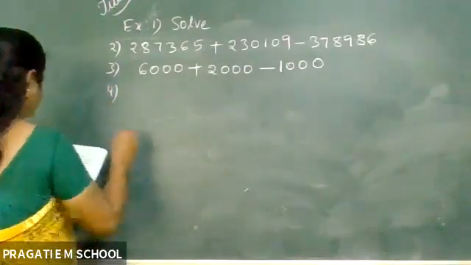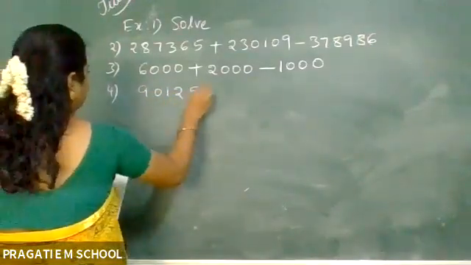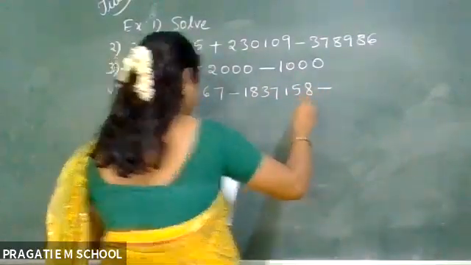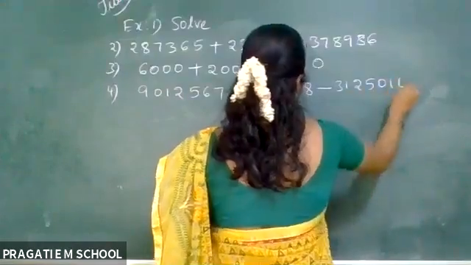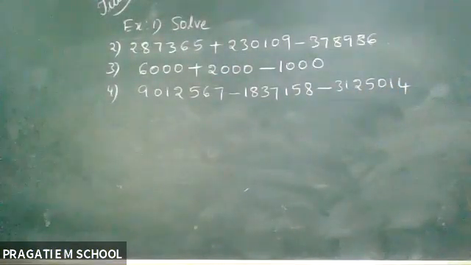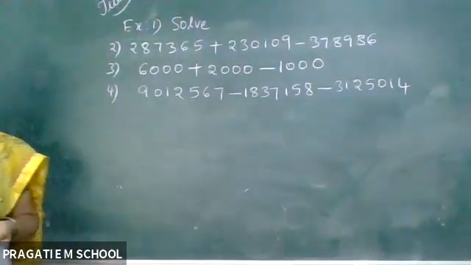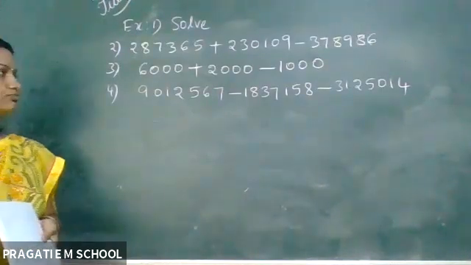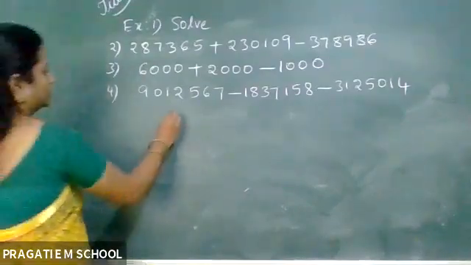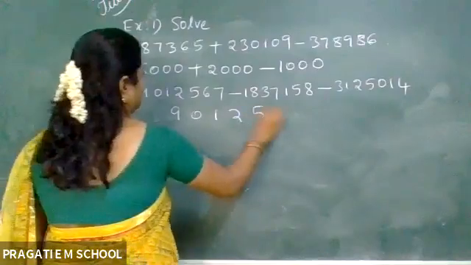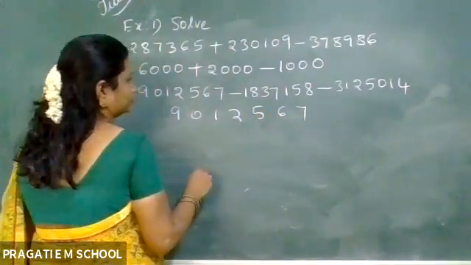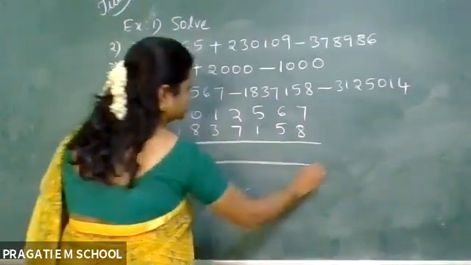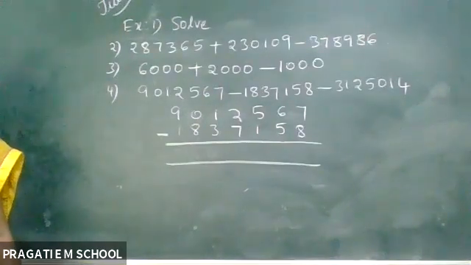Yes, now another example we are going to solve as 9015678 -3125014. Now we are going to solve this problem, children. What shall we do now? First, let us do the subtraction. 5671837158 minus. We have to do the subtraction. Are you all starting the subtraction, children?